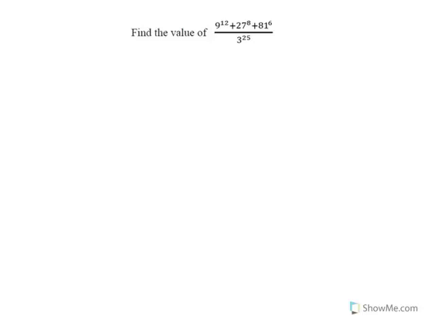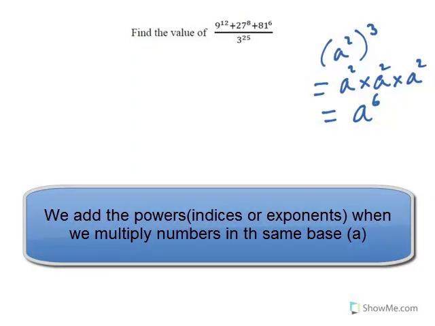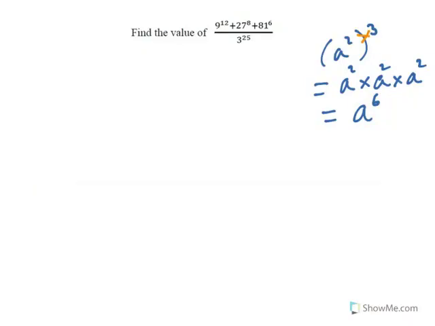So before I start, I'd like to remind you that if you have a squared raised to the power of 3, which we know means a squared times a squared times a squared, the answer would be a to the power of 6, because you're adding the powers together when you're multiplying the same base. So in effect, we are multiplying these two powers. Okay, so where does one go from here?